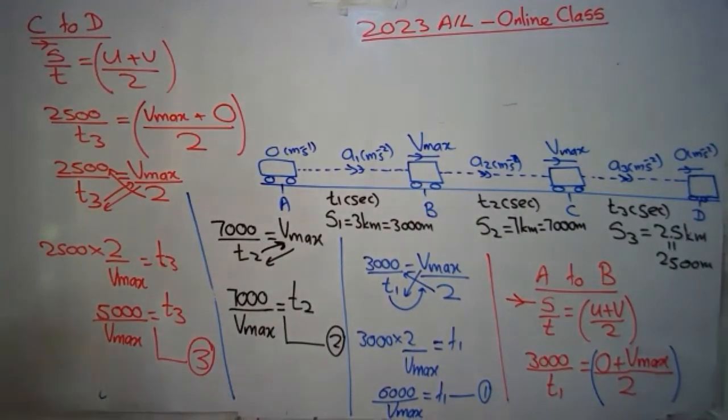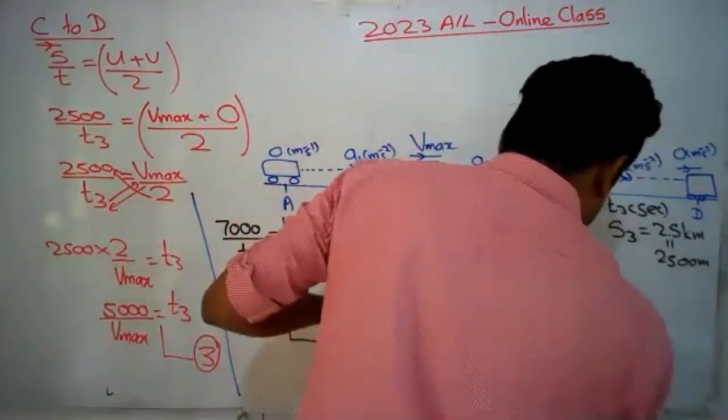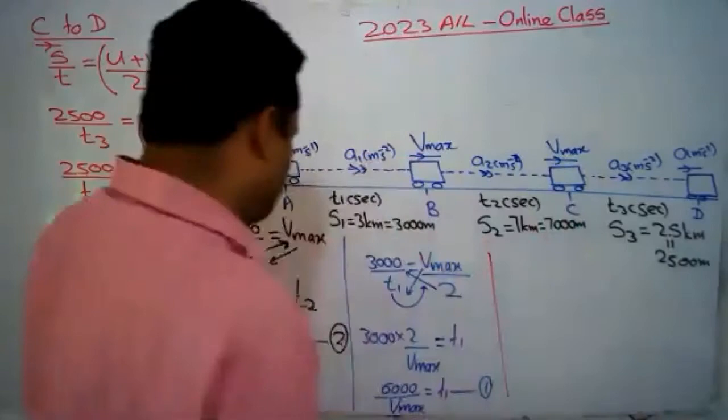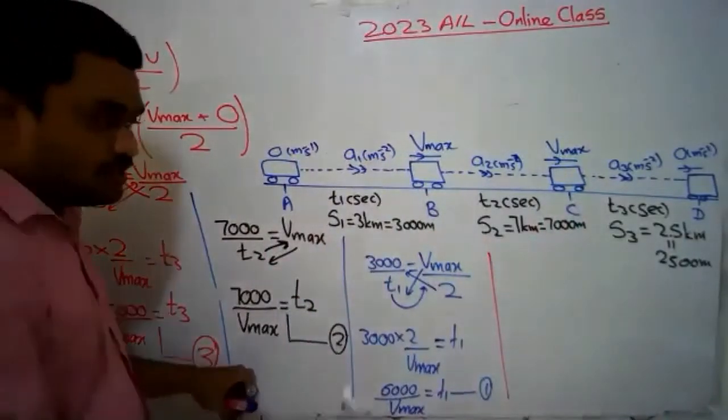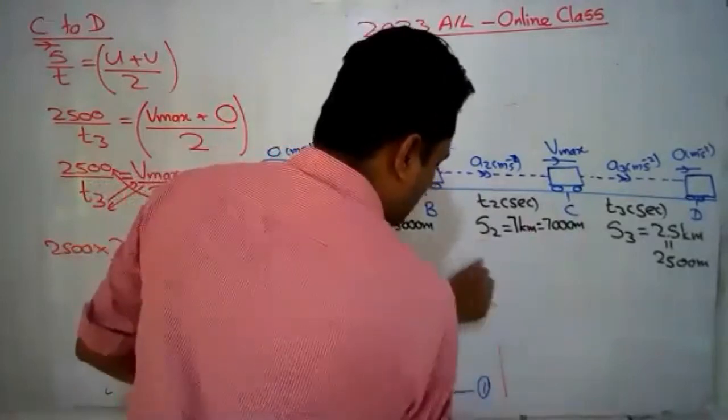After that, we can use the third equation, the given data. They have given that total time taken for the motion is 15 minutes. So I'm going to use that data to obtain the final answer. Look at the board.